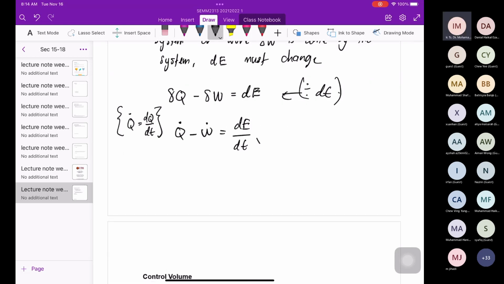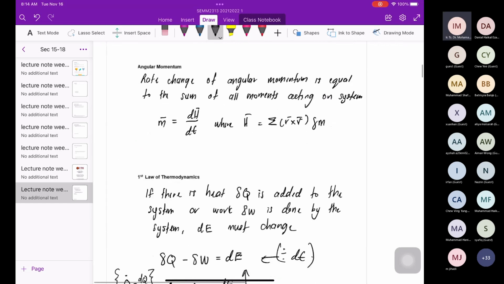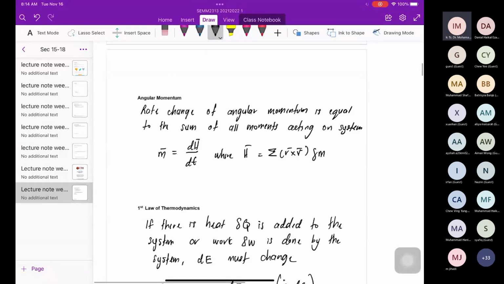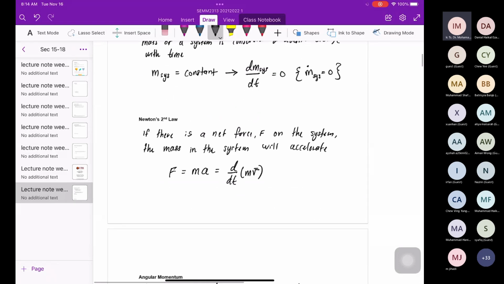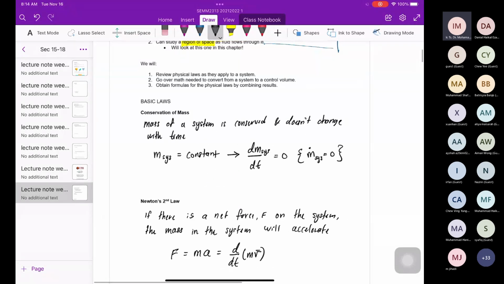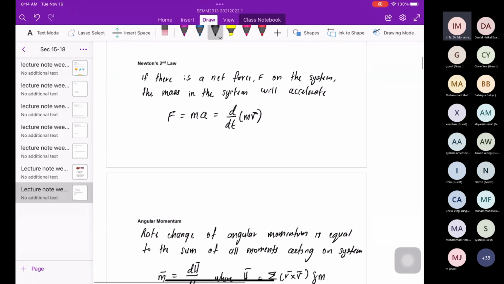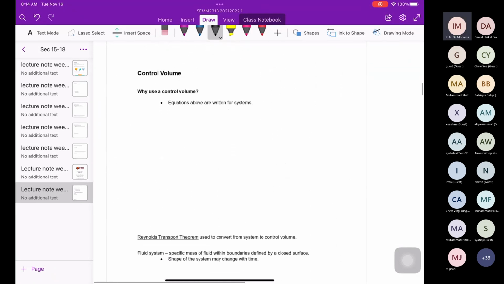Both of these are the system energy. So this is what we call all the system forms. The angular momentum, Newton's second law, conservation of mass, all in the system form. Alright.